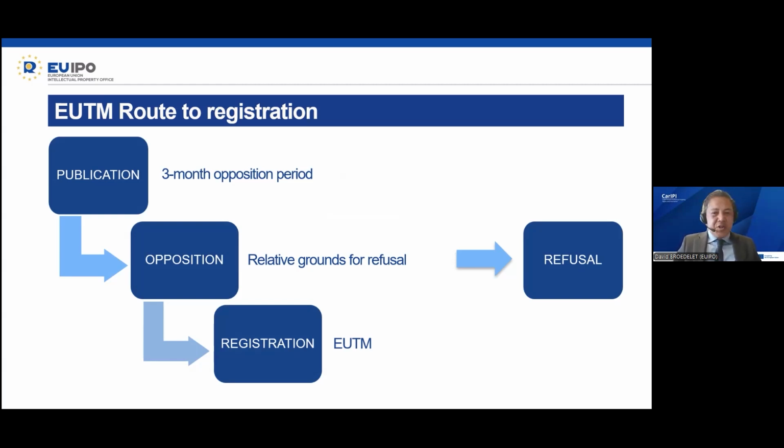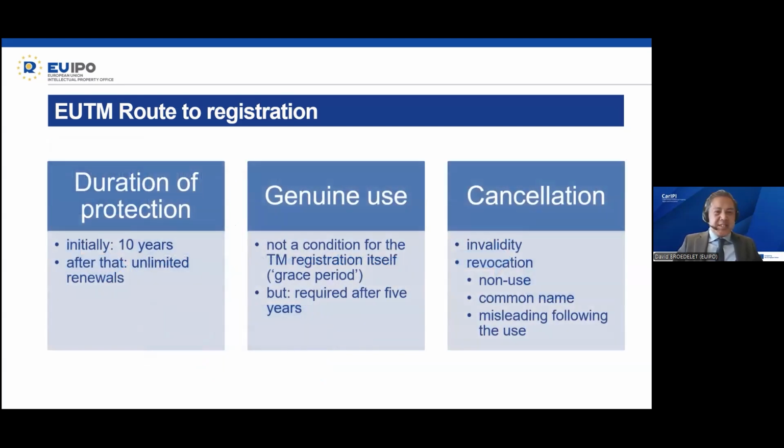Now, if an opposition is filed against an application and is upheld by the opposition division, this can lead to a total or a partial refusal of the application, right? However, if no opposition is filed or the opposition is not successful, then the application will be registered and it will become an EUTM, right? So yes or no. This is again the route to registration.